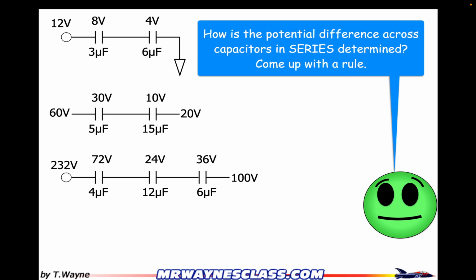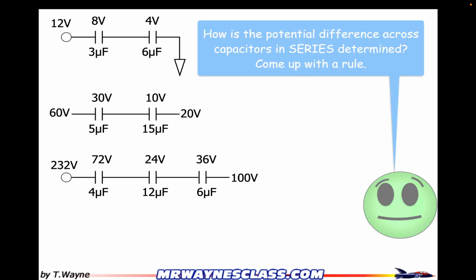What I want to know is how is the potential difference across capacitors in series determined? So this is for you to do. Come up with a rule that can describe that. Pause the video and see if you can come up with your rule. So at this point, you've paused the video and you've thought about your rule.